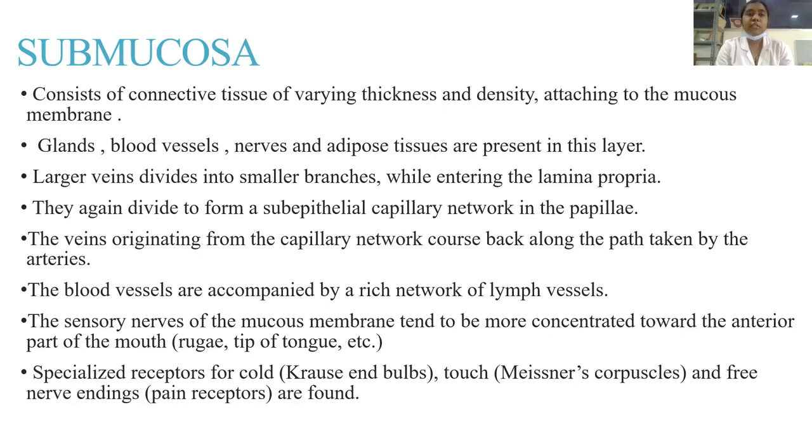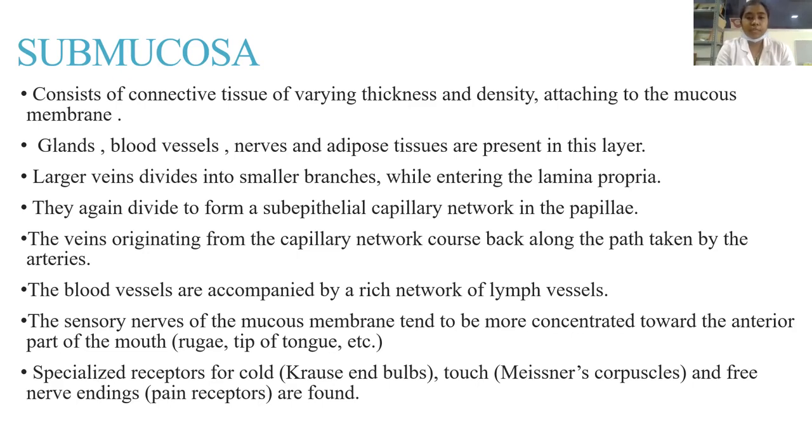Larger veins divide into smaller branches while entering the lamina propria. They can again divide into a subepithelial capillary network in the papillae. The veins originating from the capillary network course back along the path taken by the arteries. The blood vessels are accompanied by a rich network of lymph vessels. The sensory nerves of the mucous membrane tend to be more concentrated towards the anterior part of the mouth, that is, rugae, tip of the tongue, etc.